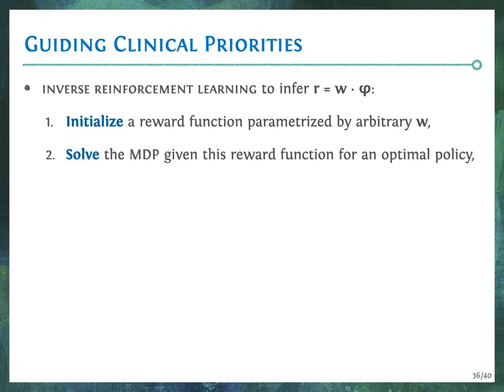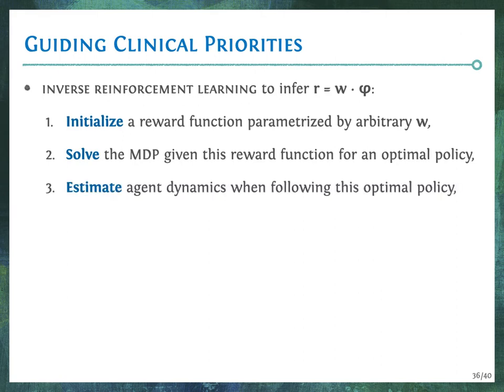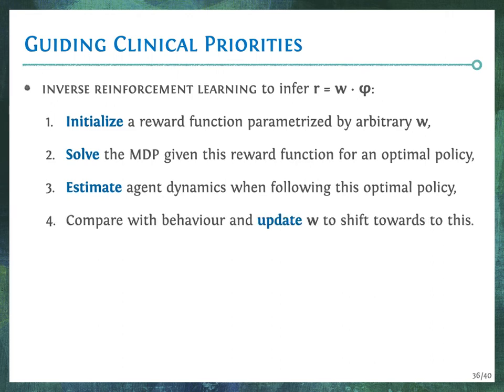for an optimal policy. We then estimate some representation of the dynamics of the RL agent when following this optimal policy, such as just the state visitation frequency, or as in this case, the policy feature expectations mu, which we defined previously as the discounted time spent in each state. Finally, we compare this estimate with the dynamics observed in the available batch data and update W to shift learned policies towards this behavior. And we iterate until the learned optimal policy is sufficiently close to behavior.